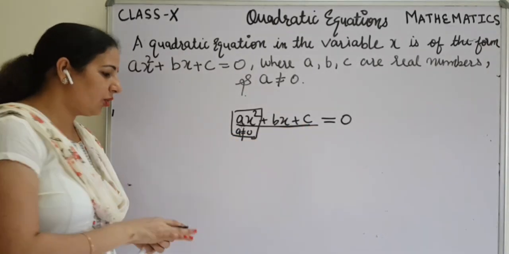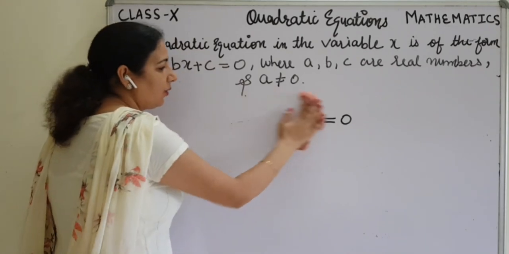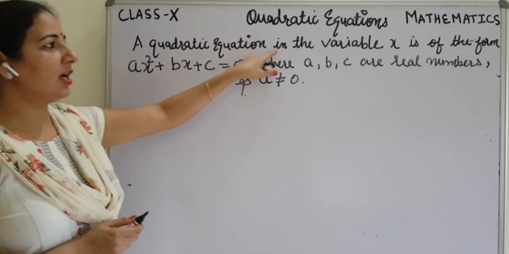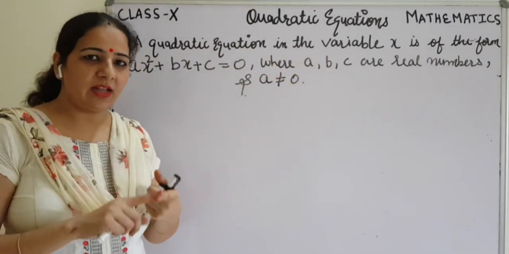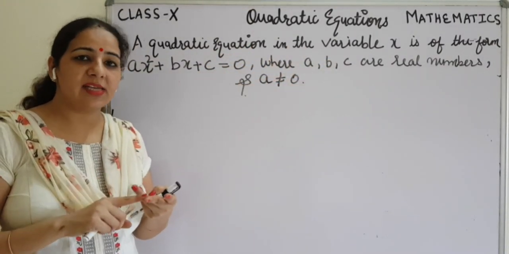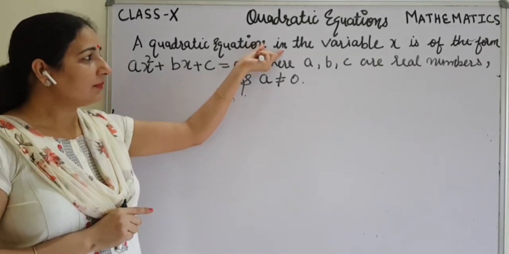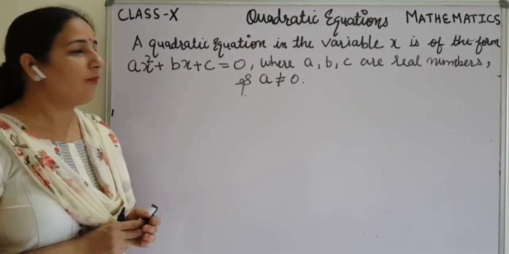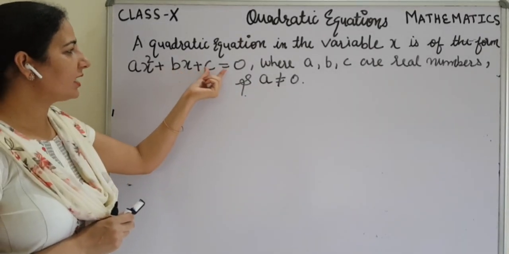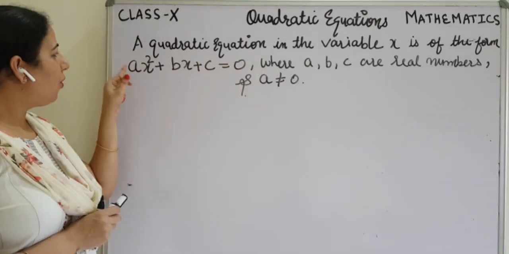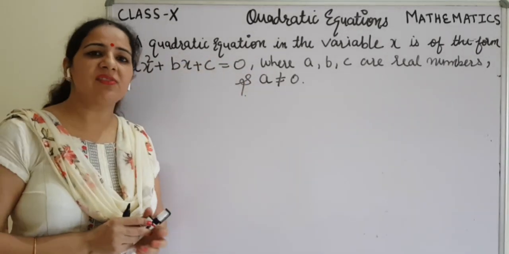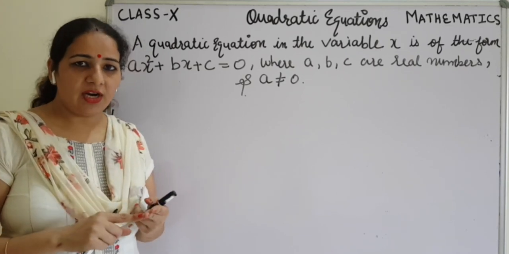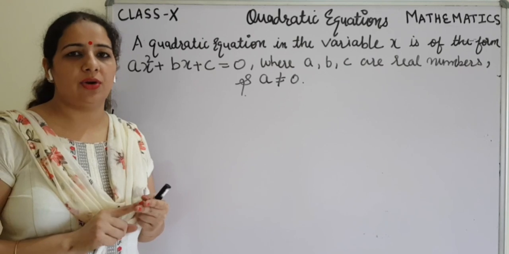Fine, students. So here we are going to start with the quadratic equations. A quadratic equation in the variable x, it can be in the variable y, z, t, s, but most of the time we take the variable x only, is of the form ax square plus bx plus c equals to 0. All a, b, c are real numbers. What is the meaning of real number? It means a, b, c can be rational, and they can be irrational also.